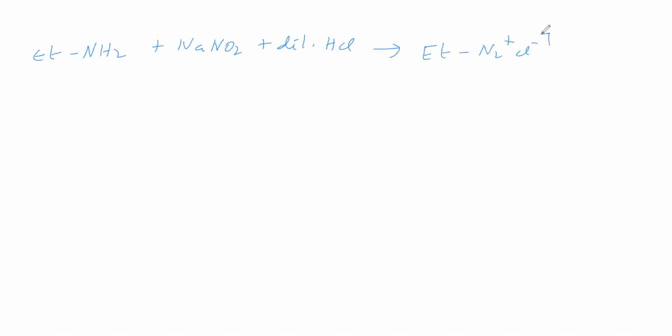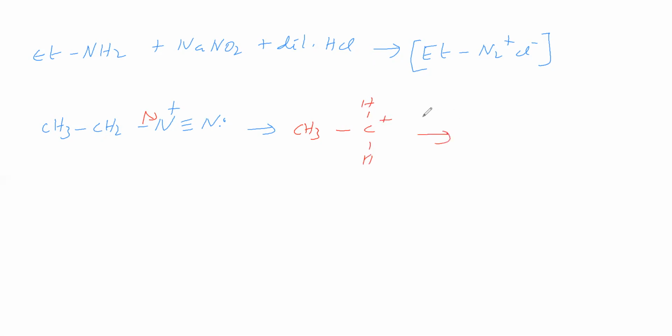This aliphatic diazonium salt is unstable whether the temperature is low or high. Since it is unstable, what happens we will see. Now, this is the ethyl group we will write, and the diazonium group we will write like this. Since it is unstable, N2 leaves. Therefore, we are getting a carbocation.